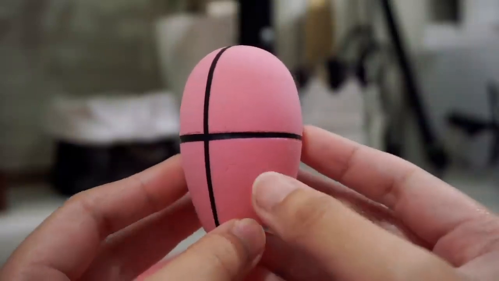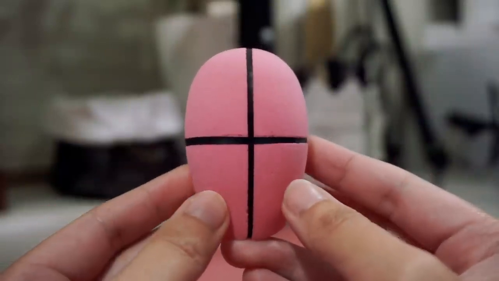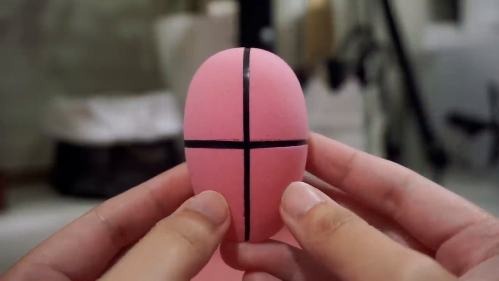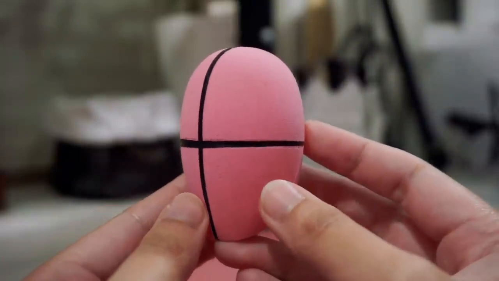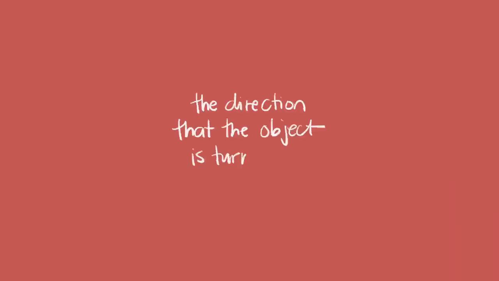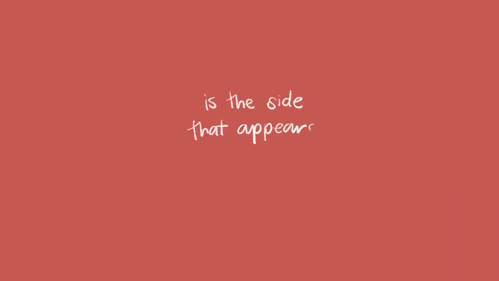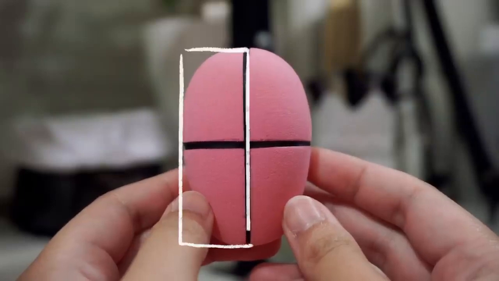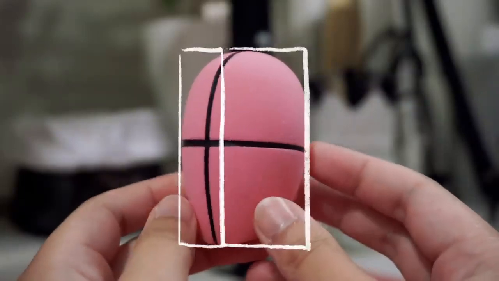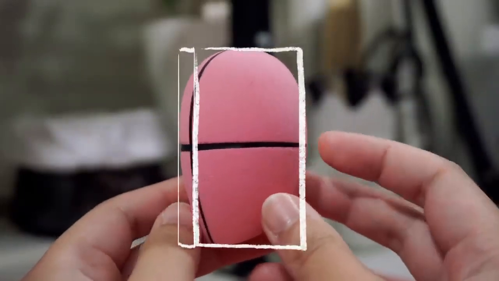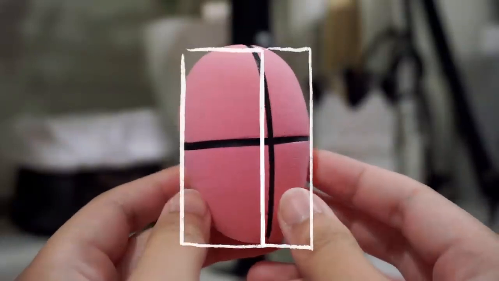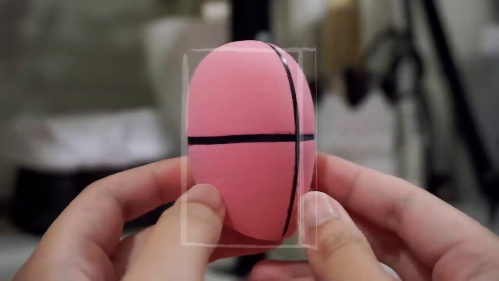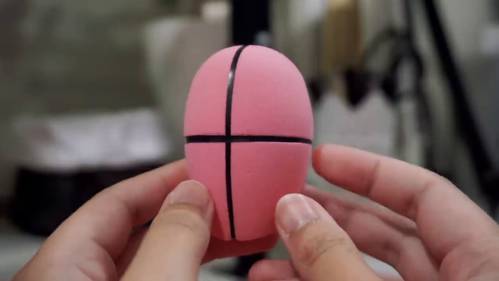So these are just a few things to consider because I like to follow a simple rule when drawing the face in a 3/4 view. And this rule is the direction that the object is turned to is the side of the object that appears smaller. And what that all means, hopefully in a much simpler term, is if the head is turned to the left, the left side appears smaller. And if the head is turned to the right, the right side appears smaller. And the same thing applies when you tilt the head up or down.